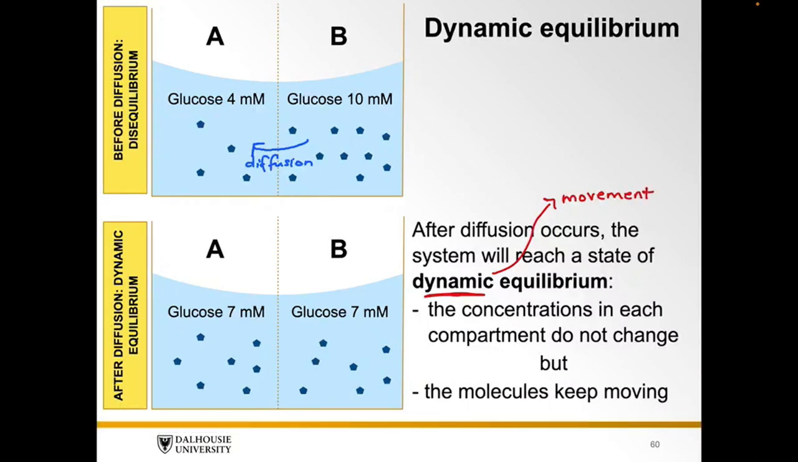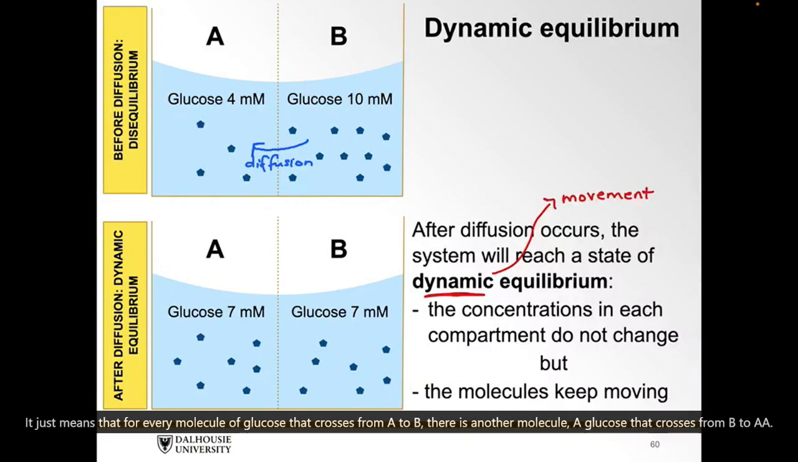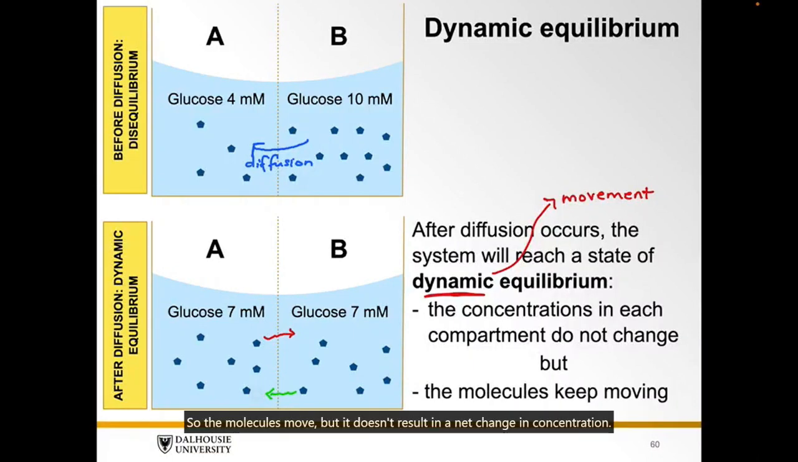So how is it possible that the molecules keep moving, but the concentrations don't change? It just means that for every molecule of glucose that crosses from A to B, there is another molecule of glucose that crosses from B to A. So in other words, the rate of transport in one direction is exactly the same as the rate of transport in the other direction. So the molecules move, but it doesn't result in a net change in concentration. So this should be a reminder of this concept of dynamic equilibrium, and you'll see that this will become relevant as we move forward with our law of mass action.